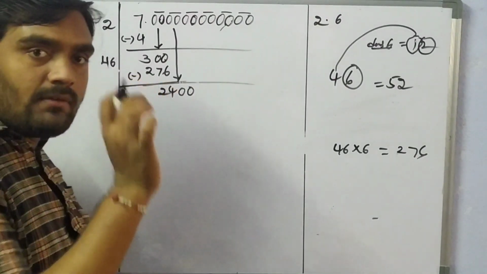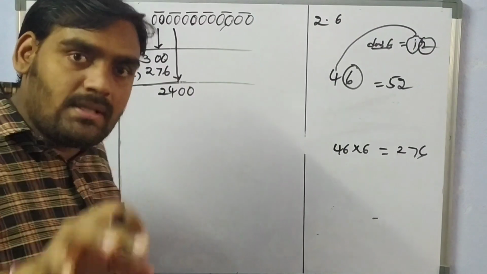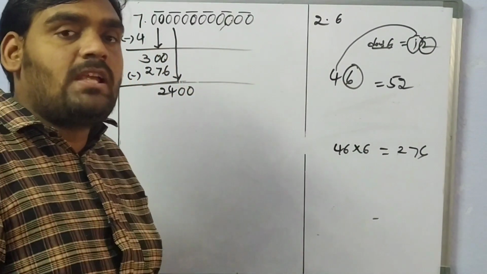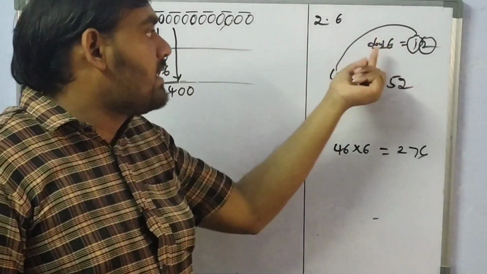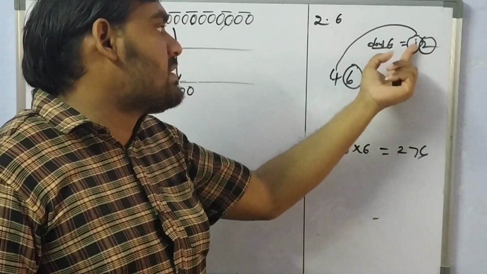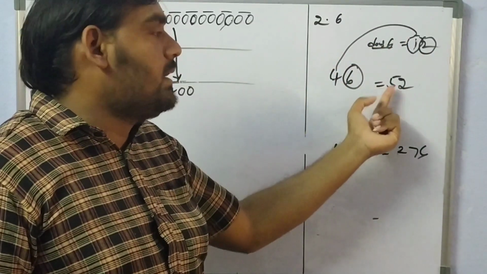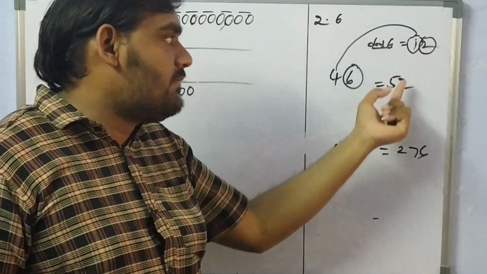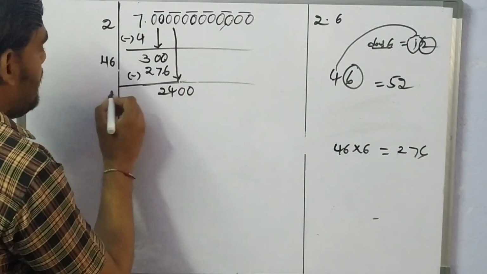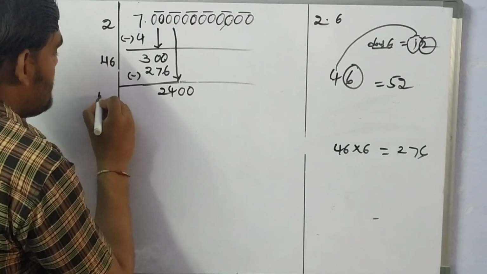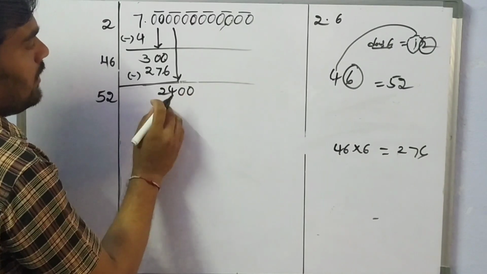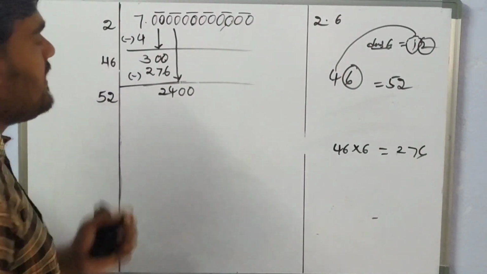And the last digit, whatever you will get in the divisor, you need to double. If that value is a 2 digit number, the tenth digit must be given to carry like this. See here, 6. When we double 6, we will get 12. So 1 must be given to 4. 4 plus 1, 5. This units digit we need to write as it is only. It will become 52. So here divisor is 52. Here dividend is 2400.